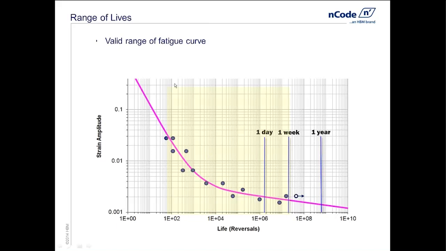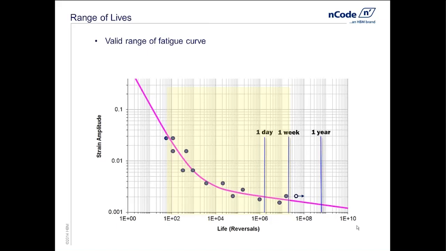Now, one thing we want to identify is the valid range of data. What we've got here is a range of lives I feel comfortable with for this StrainLife curve. As I go lower in life or higher in life, that curve is not being defined by the data. It may not be representing the actual behavior of the material at all. So we do not want to go outside that range.